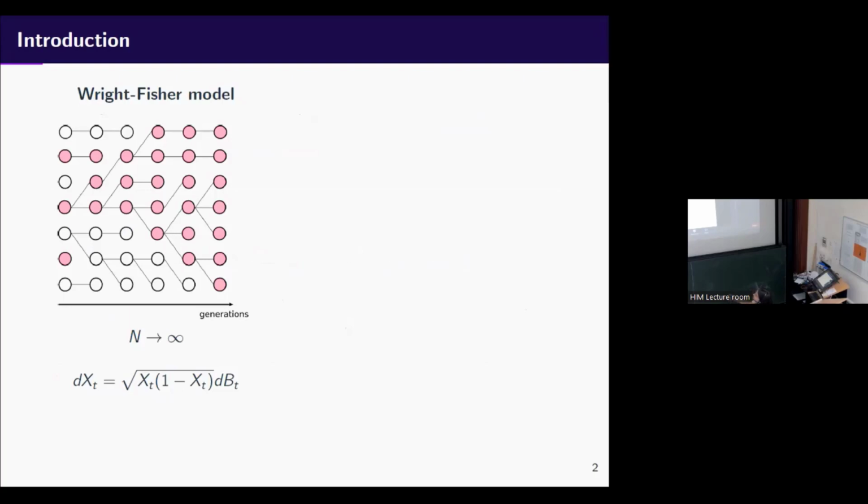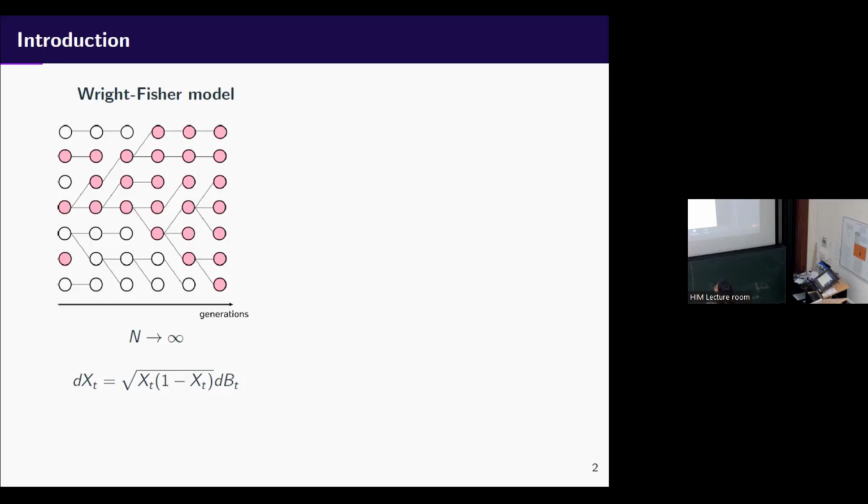We have a population of fixed size n, and at every generation, each individual chooses his parent at random from the individuals in the previous generation. So if you assume that there are 2 types here that are colored in pink and white, each individual will inherit the type of his parent.